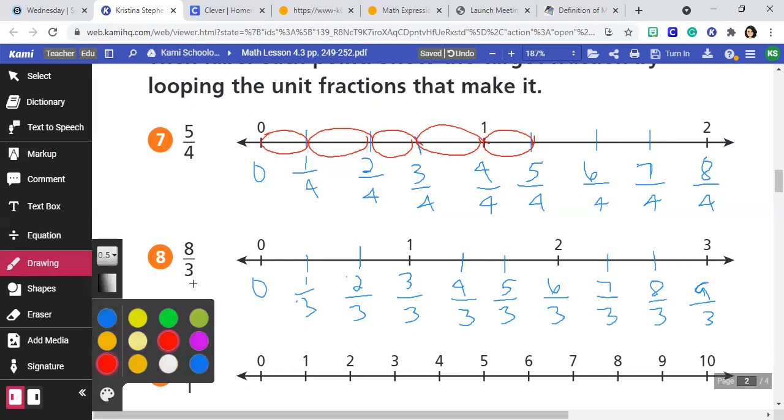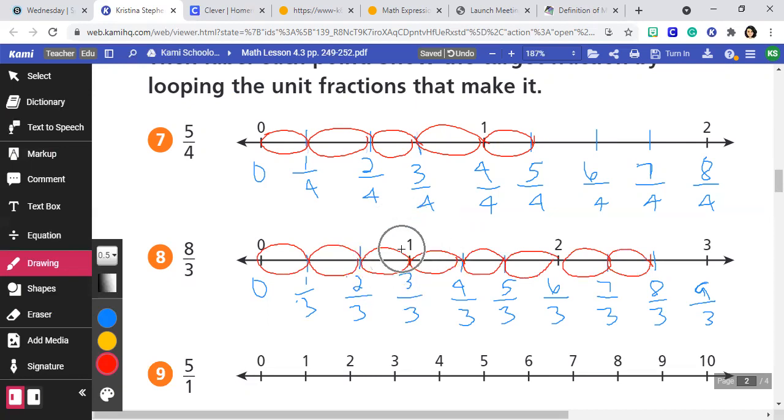So let's loop in all the way up to 8/3. 1 section, 2 sections, 3, 4, 5, 6, 7, 8. So you see 1 way back here? There's 1 way back there. This number is greater than 1, but it's less than 3. 8/3 is in between the whole number 2 and the whole number 3.